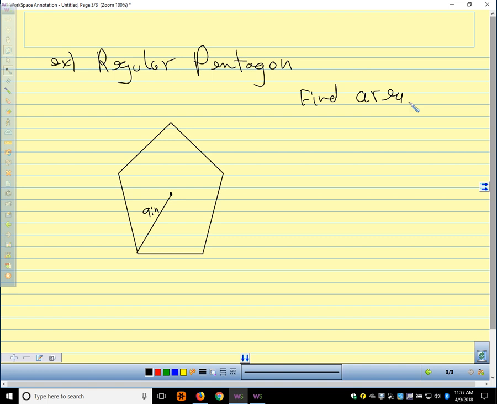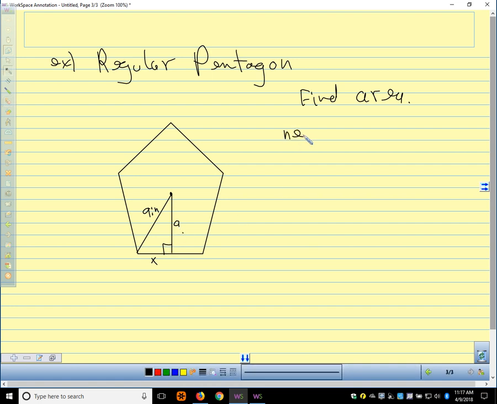Well, it's not a regular hexagon, so we can't use 30, 60, 90 triangles. We need the apothem and the side. So I'm going to draw in the apothem. We know that cuts that side in half. So I'm going to call that A, and I call that X.